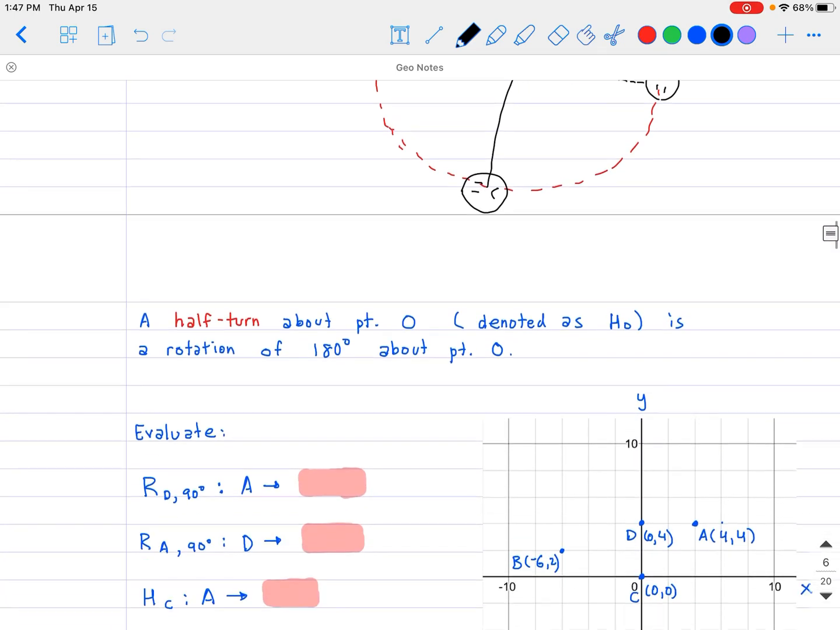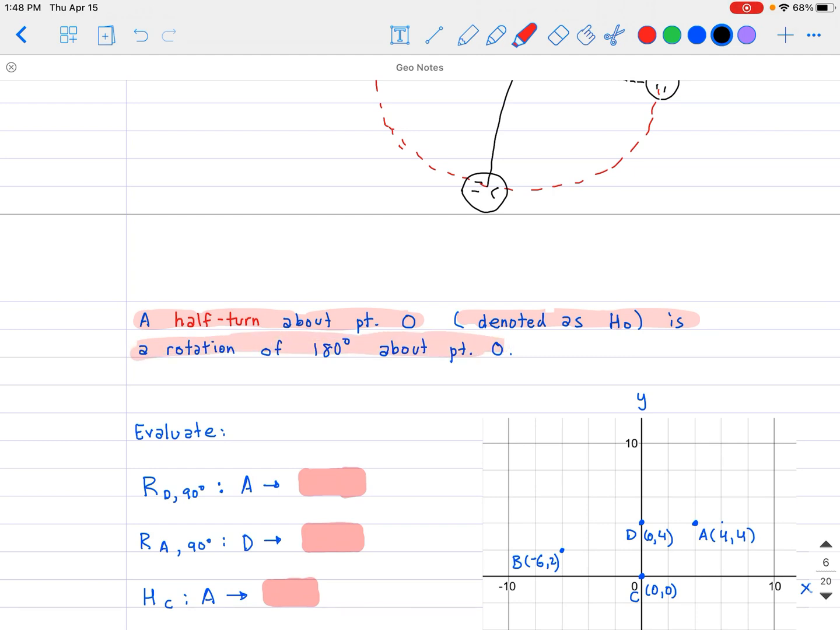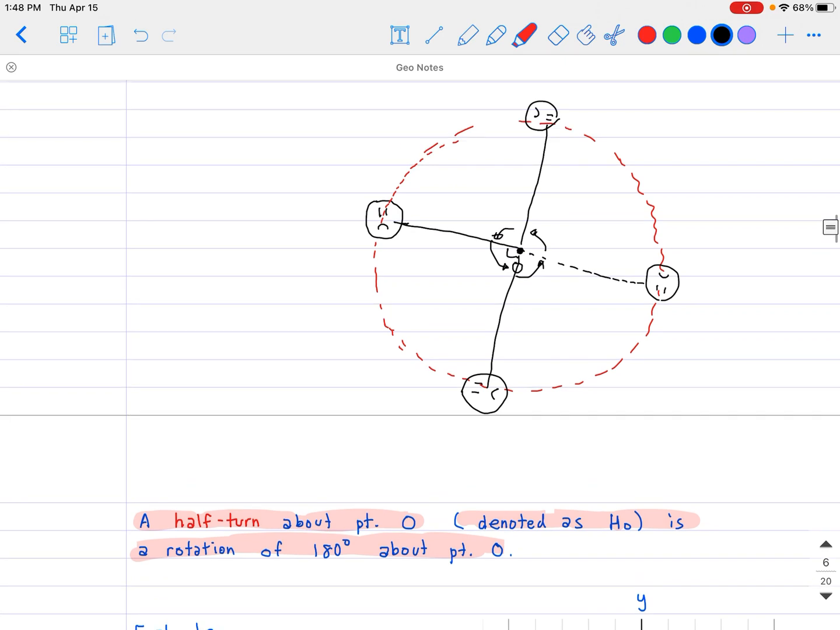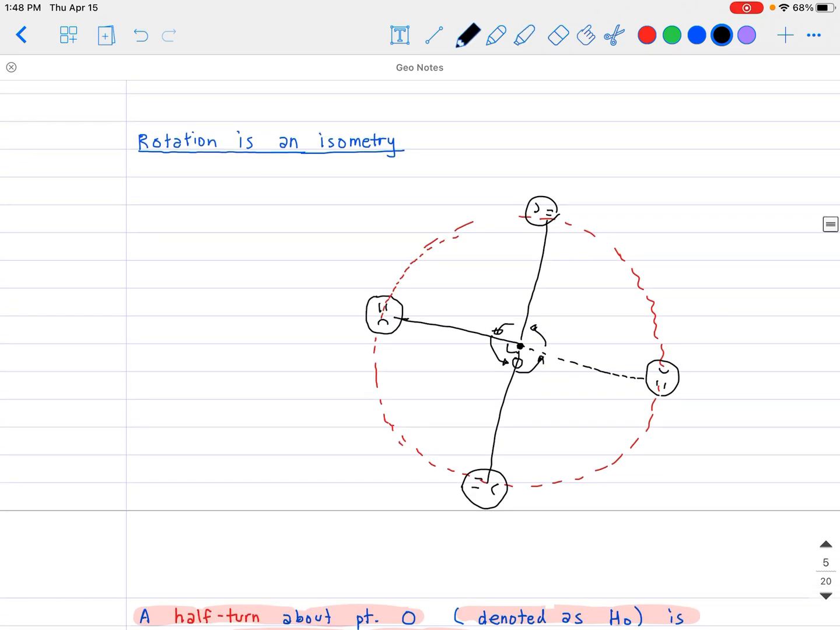Okay, so the last new terminology in the whole rotation thing is something called a half turn. Okay, so a half turn is defined as the following: a half turn about a point O, which we denote as h of whatever point it is. So h of O in this case is a rotation of 180 degrees about point O. So meaning a half turn is really just a 180 degree rotation. Okay, so nothing really changed then. So here in this picture, if this is my original, and here's point O, then this right here is going to be my half turn image.